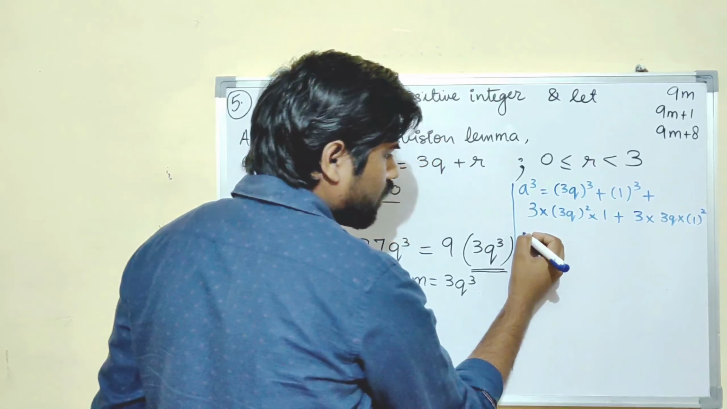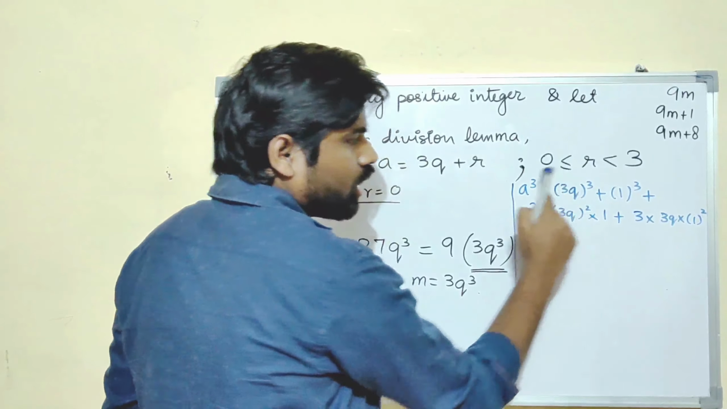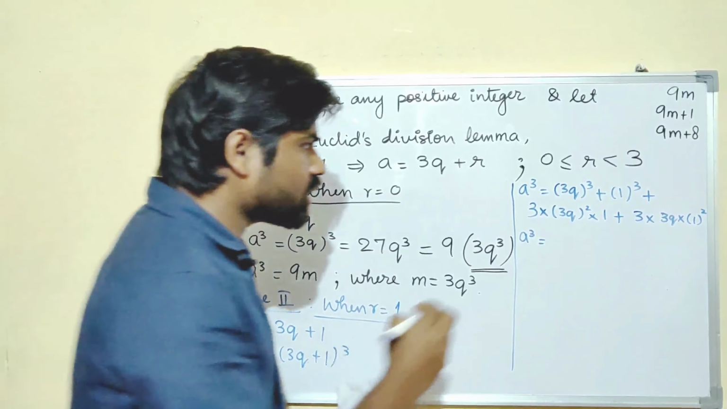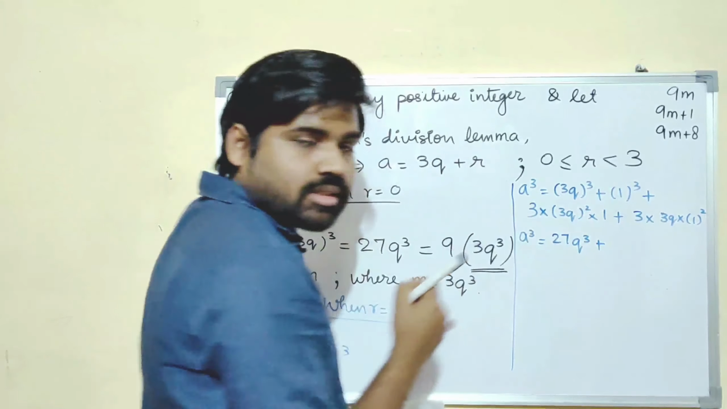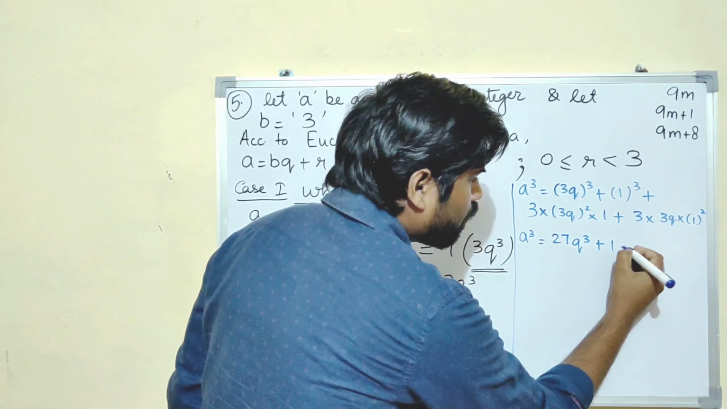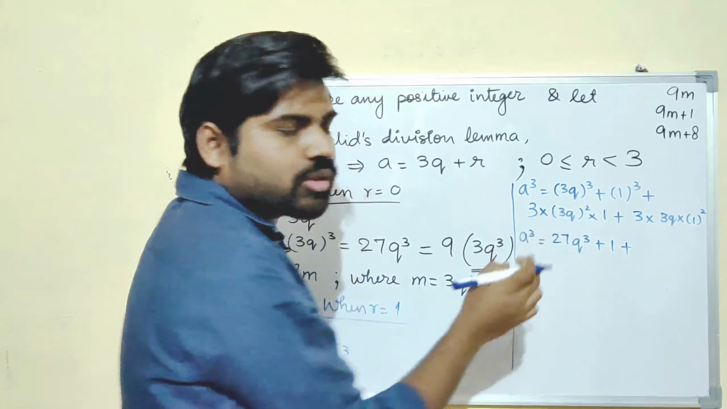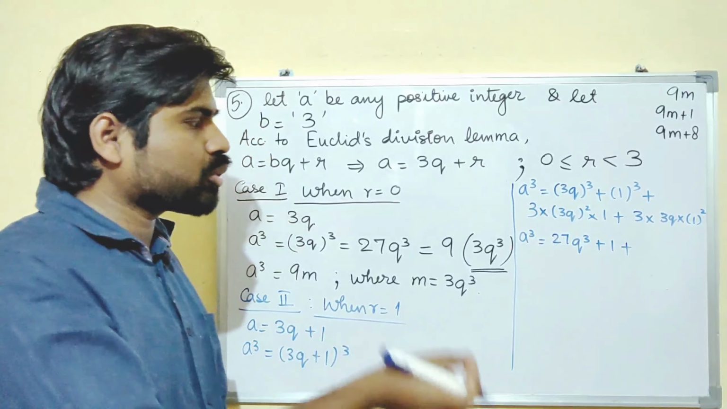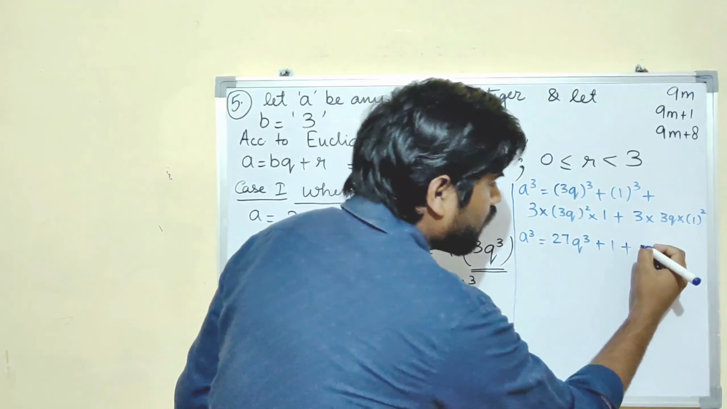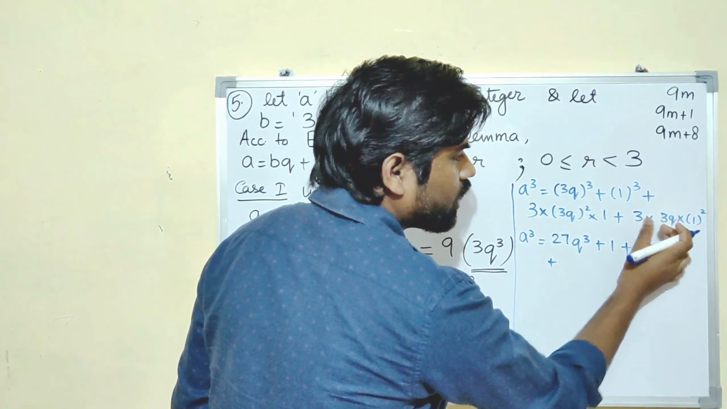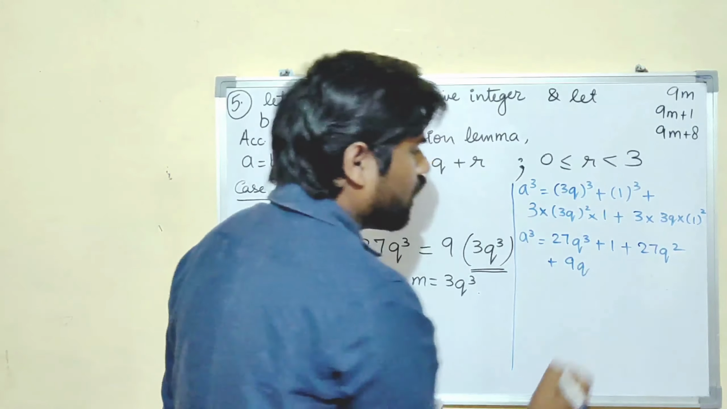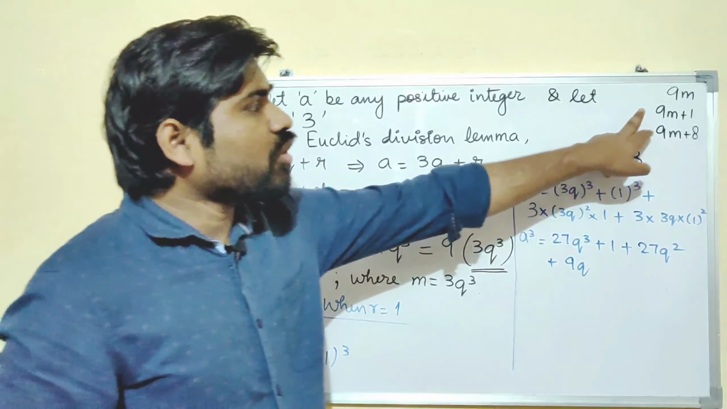Let us solve it. We'll get the cube of 3q as 27q cube, plus the cube of 1 is 1, plus 3q squared is 9q square. 9q square into 3 is 27q square, plus you will get 3 3s are 9q. Now what do we have to take common?